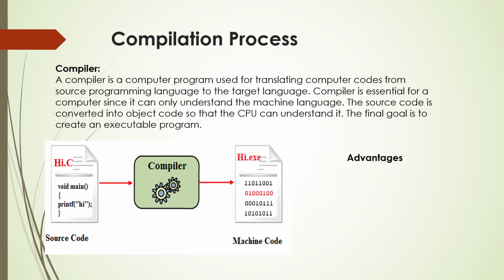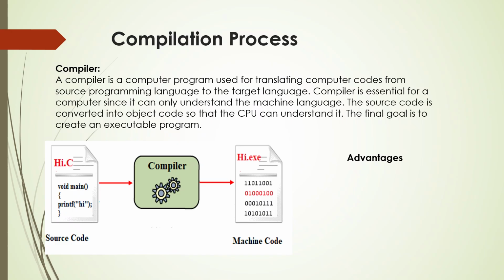Now let's understand a few limitations. Whenever changes are made to the source code, the entire program must be compiled again. This takes additional time, especially for large software projects. Another limitation is that the executable file generated by a compiler is usually platform specific. For example, a program compiled for Windows may not run directly on Linux unless it is compiled again for that operating system.